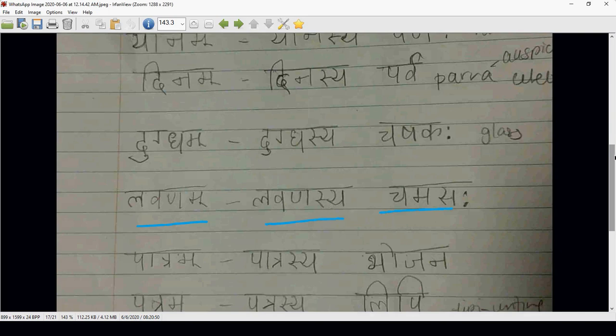Here, Sanjeev Ji, so lavanasya means of salt, right? Yes. Of salt. And spoon. I think probably the English was different, so I was thinking like spoon of salt. And then I was thinking the sya should be on the spoon, not on the salt. So I started mingling probably there. No, this is correct. This is lavanasya chamasaha. If you do chamasasya lavanam, then it is of the spoon. The meaning will be different. Chamasasya lavanam means the salt of the spoon.